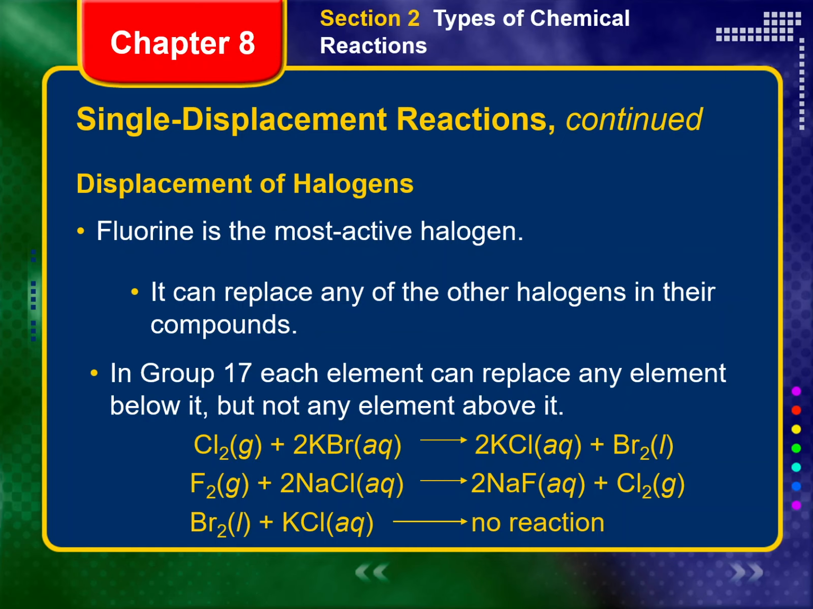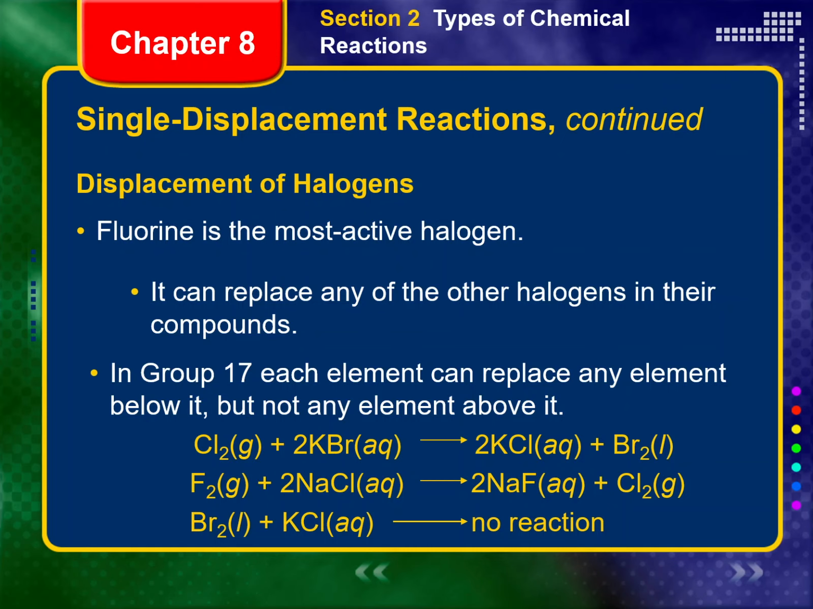In another type of single replacement reaction, one halogen replaces another halogen in a compound. Fluorine is the most active halogen. As such, it can replace any of the other halogens in their compounds. Each halogen is less active than the one above it in the periodic table. Therefore, in group 17, each element can replace any element below it, but not any element above it.